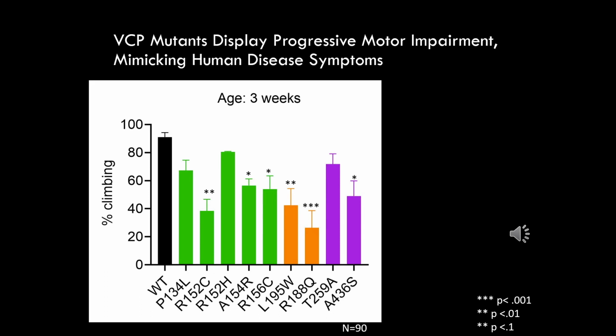So VCP mutants display progressive motor impairment mimicking human disease symptoms. In this picture, this is week 3, and like I showed previously between the wild type and L195W, there was a drastic decline. As we can see here, a lot of the mutants were extremely significant. R152C, A154R, R156C, L195W, R188Q, and A436S all showed a significant decline in their ability to climb to the top of the vial versus the wild type.